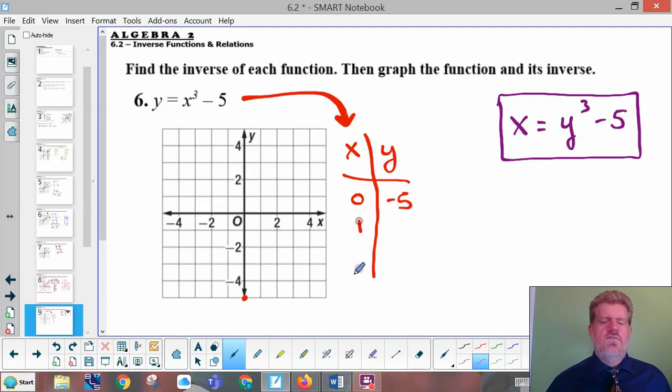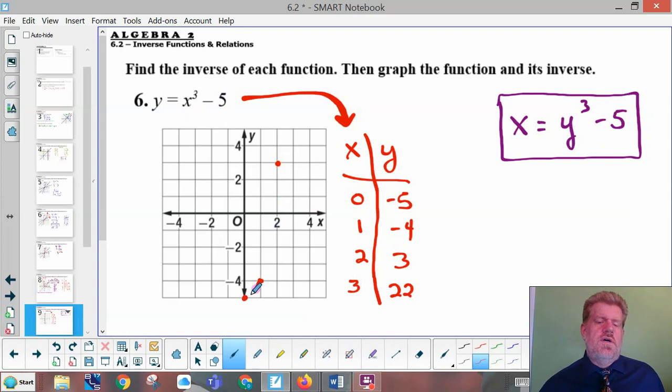Let's see if 1 fits. 1 cubed is 1. 1 minus 5 is negative 4. All right, that fits. If I plug in 2, see how cubic functions get crazy? 2 cubed is 8, and 8 minus 5 is 3. So if I plug in 3 for this, 3 cubed is 27. So I'm not fitting 22 on this little tiny graph I gave you. But I am going to be able to fit those 3 points.